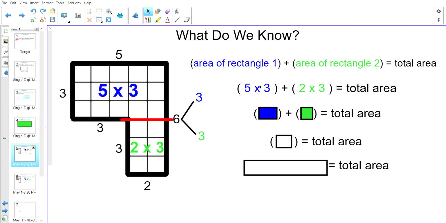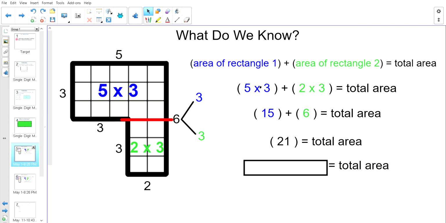A 5 by 3 rectangle has an area of 15 square feet because 5 times 3 equals 15. A 2 by 3 rectangle has an area of 6 square feet because 2 times 3 equals 6. To find the total area of the entire rectilinear figure, I add 15 plus 6. 15 plus 6 equals 21.